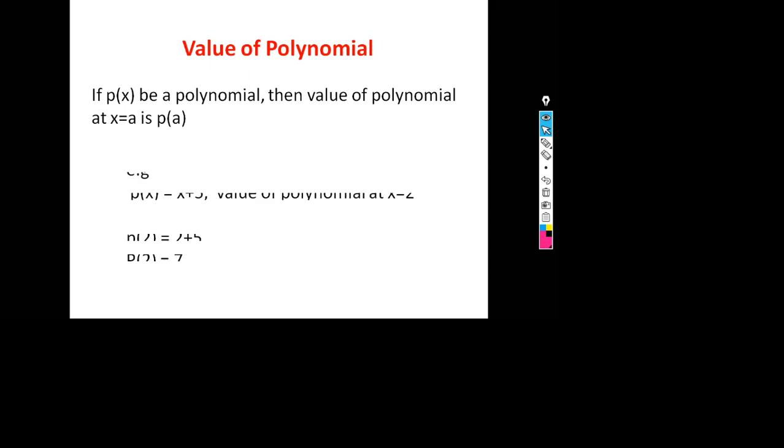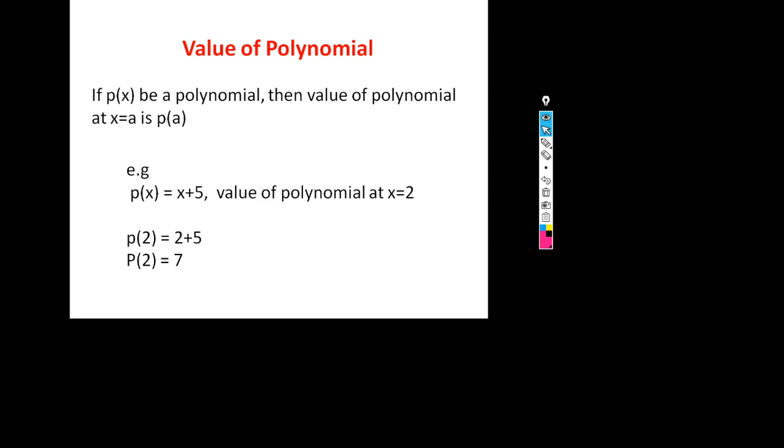Let us discuss the formal definition of the value of a polynomial. If p of x is any polynomial, then the value of the polynomial at x equals a is p of a. Here a is any real number. We can find the value of a polynomial at any real number. Let us discuss this with a set of examples.